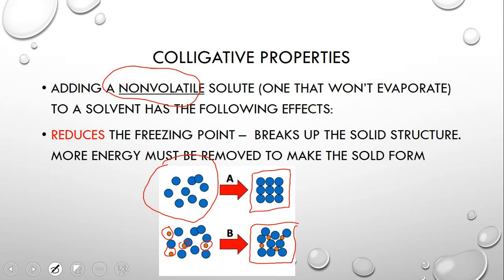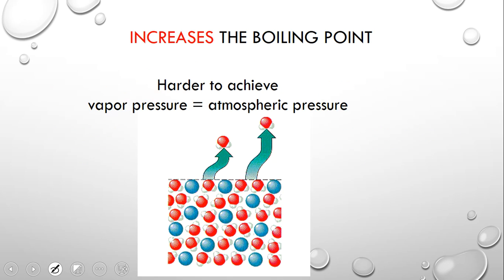So notice also that the number of things you have will affect this, right? If we had 6 of these, it'd be even harder. If we had 2 of these, it would be a lot easier for this to happen. So the number of little particles you have affects what happens here, and we'll talk about that in a second.